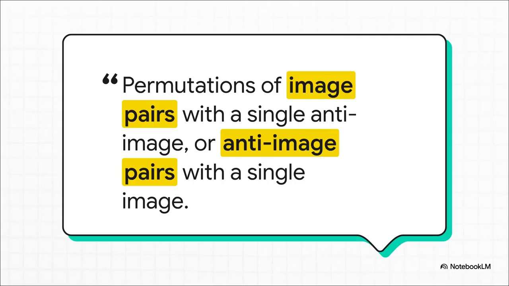So the blueprint for a generic Rishon calls for a very specific mix. You take a pair of our regular building blocks, the images, and you combine them with a single anti-image, which is basically its matter-antimatter opposite. Or you can just flip the recipe. Two anti-images with one regular image. The key thing here is that it's always a mix.